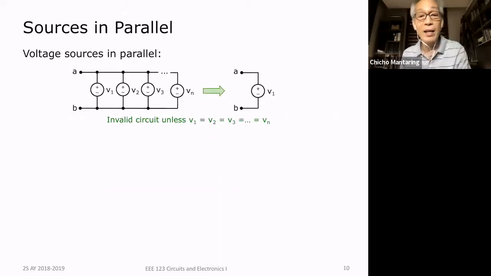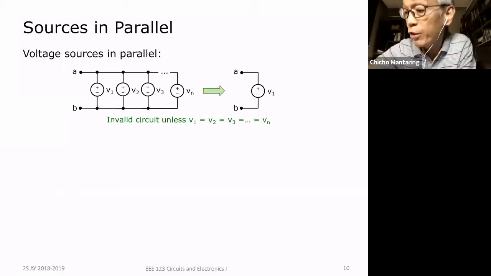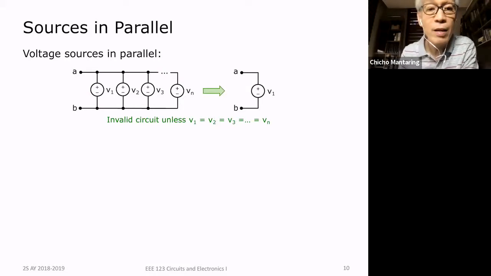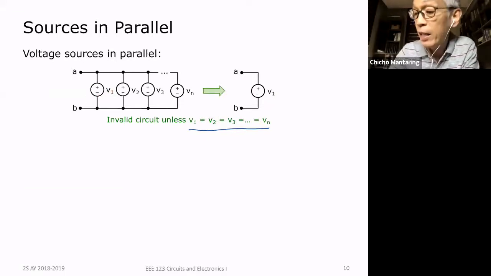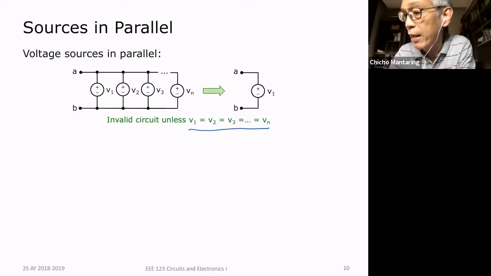Now, what about sources in parallel? Here I have n voltage sources in parallel. For this circuit to be valid, V1 must be equal to V2, must be equal to V3, must be equal to V sub n. And my equivalent voltage source is just the value of any one of the voltage sources. Otherwise, if this is not true, I have an invalid circuit. I think I pointed this out already last week. I gave you an example.